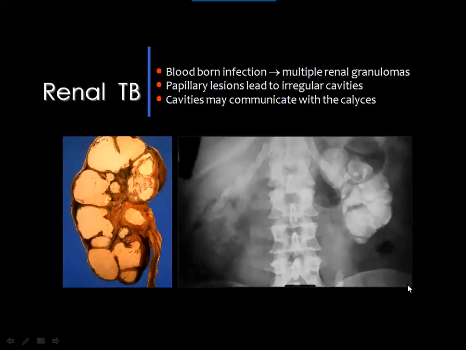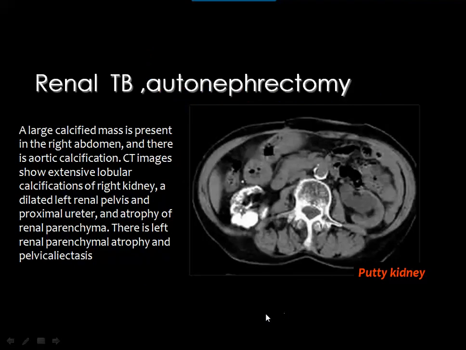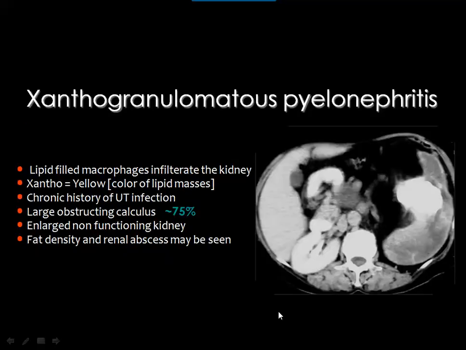But if you see extensive calcification like this, this is what we call autonephrectomy. The kidney is very small, it does not function, and is almost totally calcified. Here is what we mean by autonephrectomy. The right kidney is totally calcified. This is a non-contrast study, and it's a relatively small kidney.